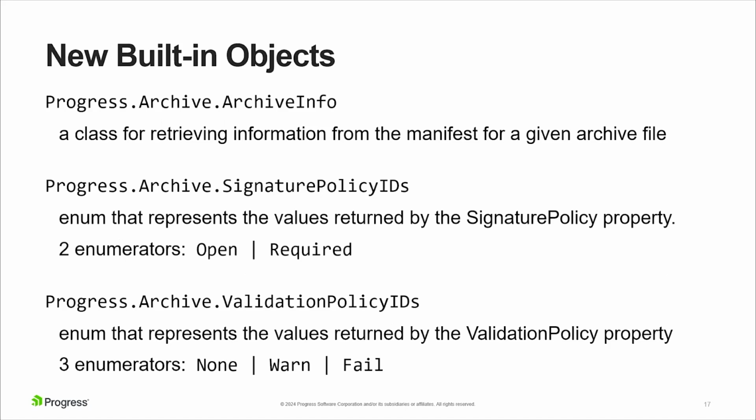And then finally, we have 3 new built-in objects. The archive info gives you the information inside the manifest file. And then the 2 enums, progress.archive signature policy IDs and progress.archive validation policy IDs, are used to give you immediate access to open, required, none, warn, or fail. So that's what I have for the protected R code. I will now pass it off to Matt.